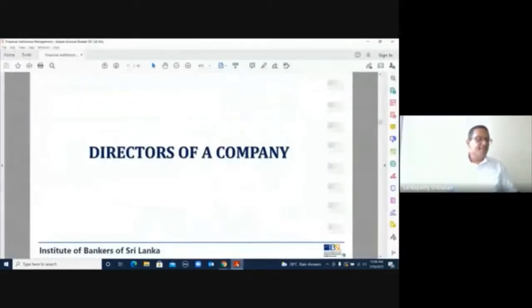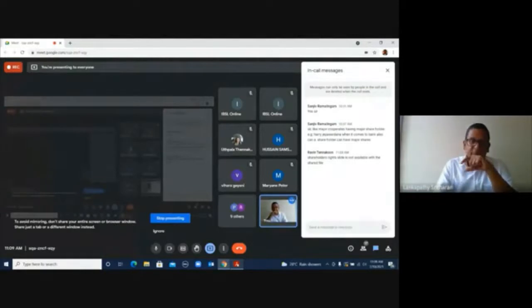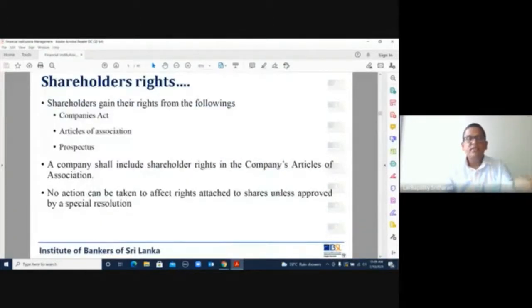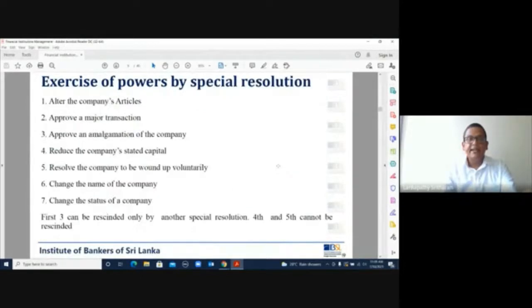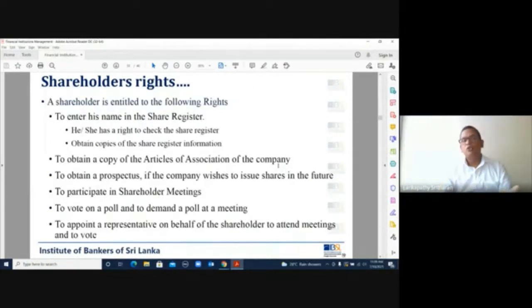A student is asking that the shareholder rights slide is not available in the chat file. Yesterday night I shared that file, but after that I made some adjustments to the shareholders' rights based on the Companies Act and some other literature. So I'll ask the IBSL people to share my new slides again. Slides number 9 and 10 have some differences. I have included these two slides, so I will ask the IBSL people to share this new presentation file with you all, most probably this evening.